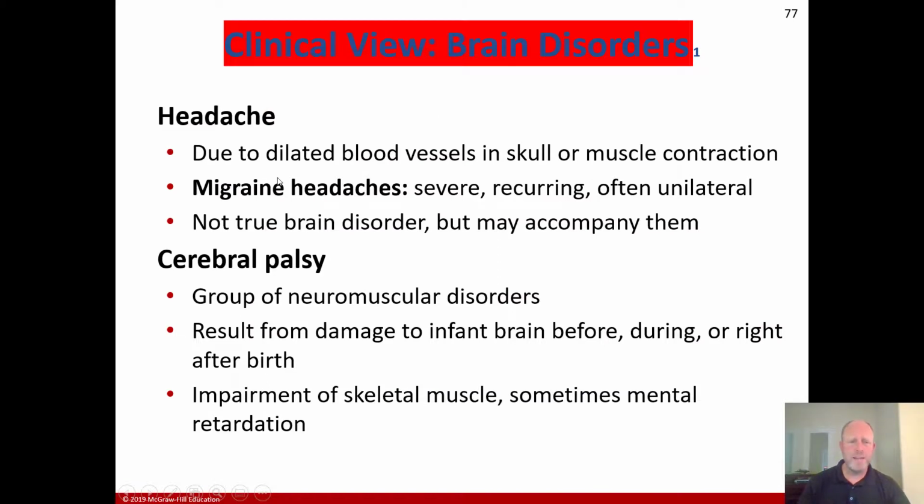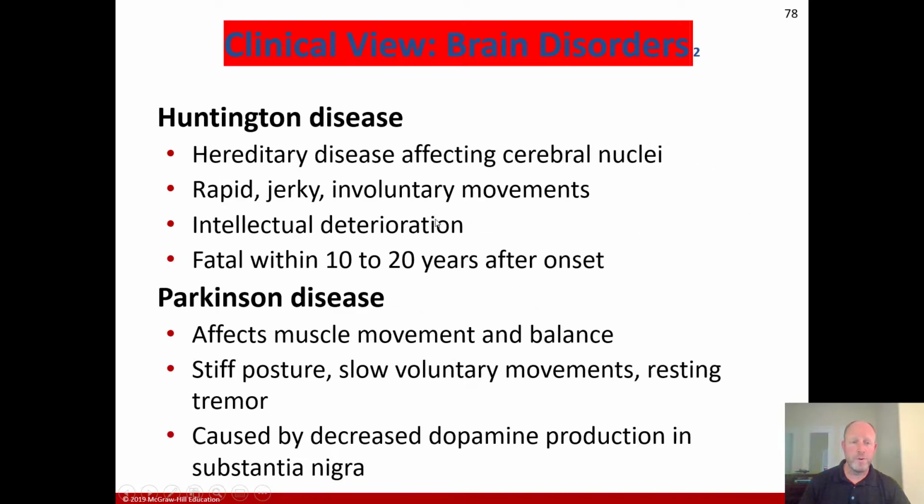For brain disorders, headaches are typically due to dilated blood vessels in the skull or muscle contraction. Migraine headaches are severe, recurring, often unilateral, but they're not a true brain disorder, though they may accompany them. Cerebral palsy is a group of neuromuscular disorders that result from damage to the infant brain before, during, or after birth. Impairment of skeletal muscle, sometimes mental retardation. They're often looking for that right at birth or after birth.